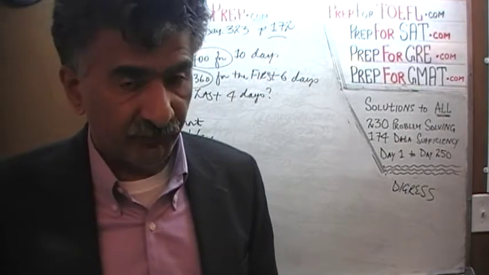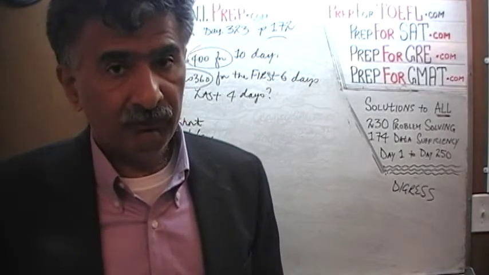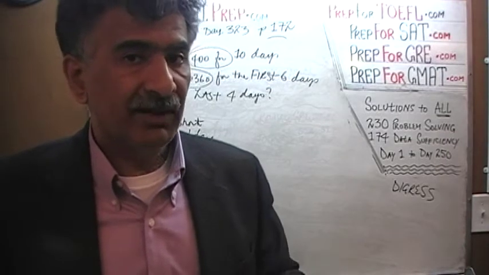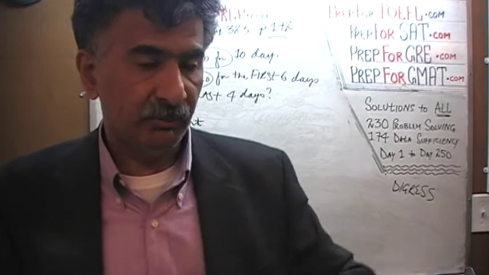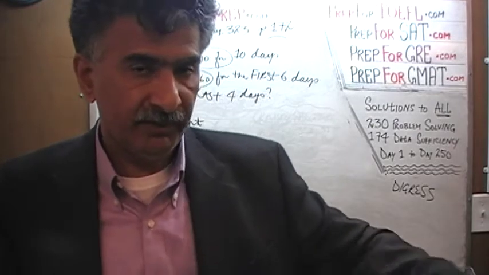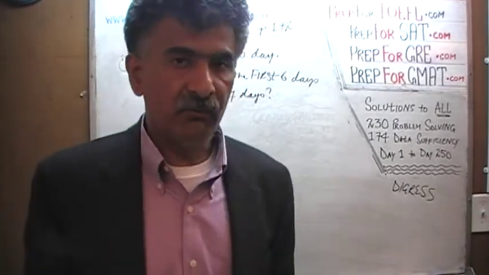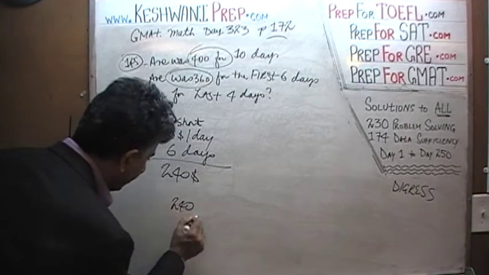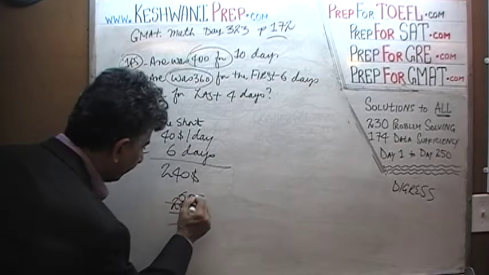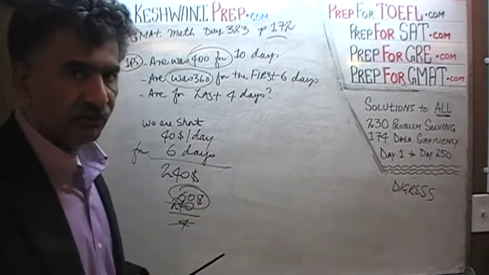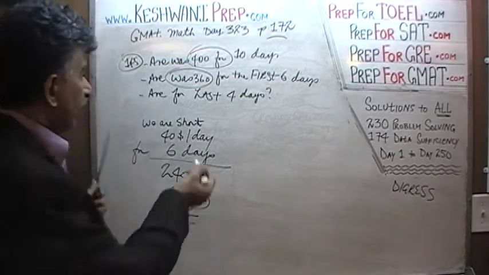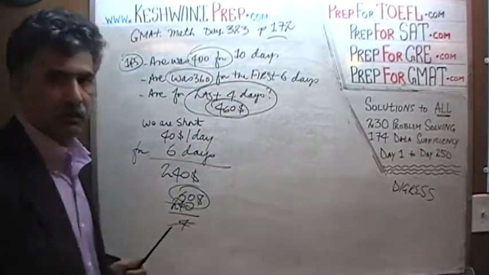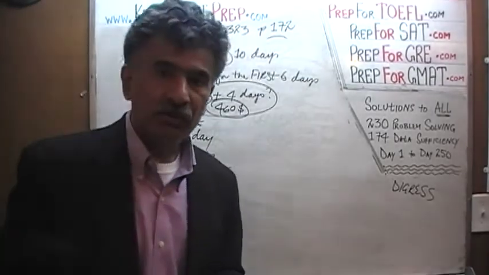I have to make up for this shortfall in the next 4 days. In the last 4 days, I have to make up those $240, in addition to making $400 every day, which is what I had planned to make. Now I have to make up another $240 in 4 days. $240 divided by 4 is 60. I have to make up 60 extra dollars for the next 4 days. In other words, the average for the last 4 days has to be $460.